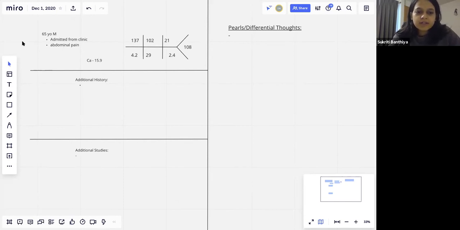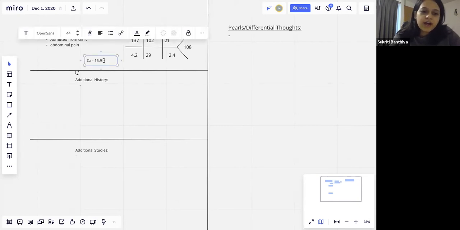And what's most concerning here is this patient's calcium level of 15.9. I'd also be curious what his albumin level is, and whether this is his ionized calcium, whether we could get maybe an ionized calcium.